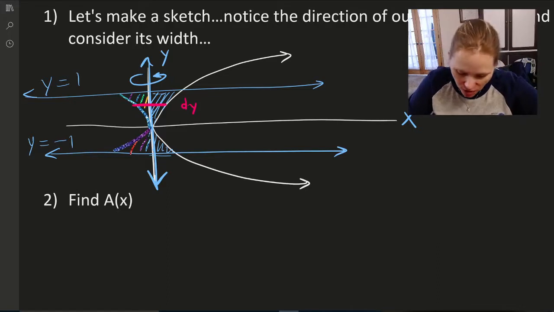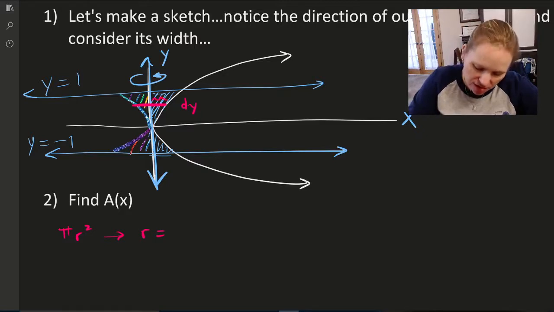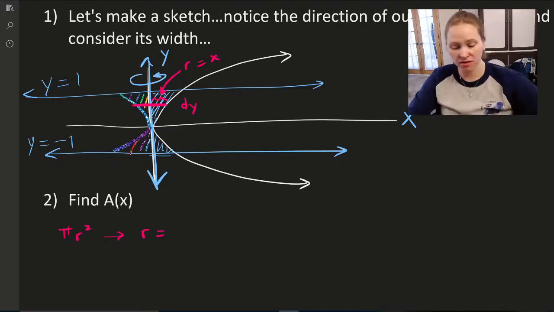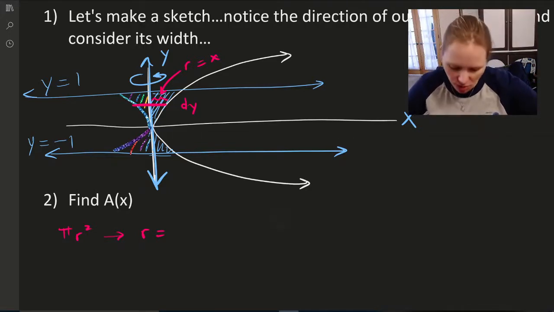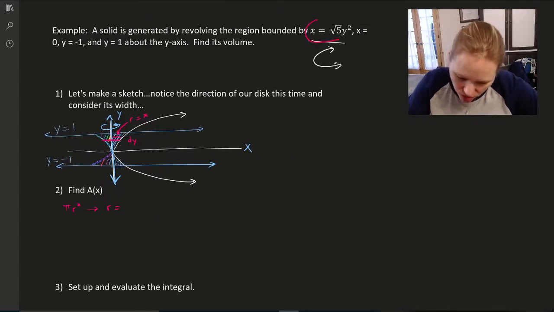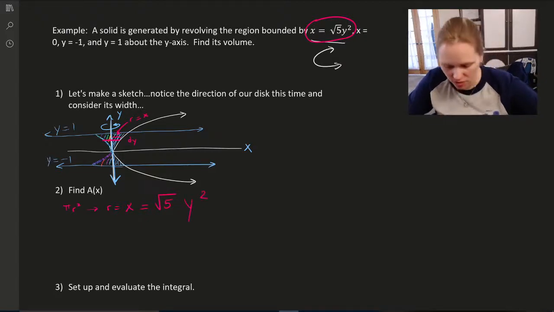So now let's figure out A of x. It's pi r squared. But what is r? Well, r is this distance here. R is x, right? So I'm going left and right. So it's x, and it's this sideways parabola. So r is x equals square root of 5 y squared. Okay, so this is my radius.